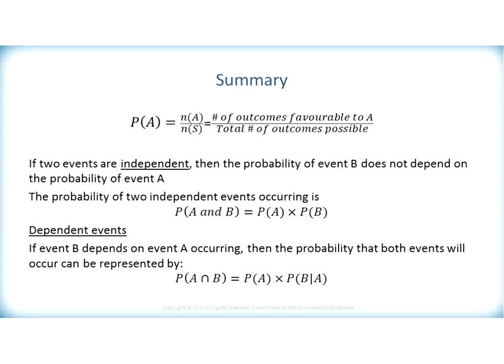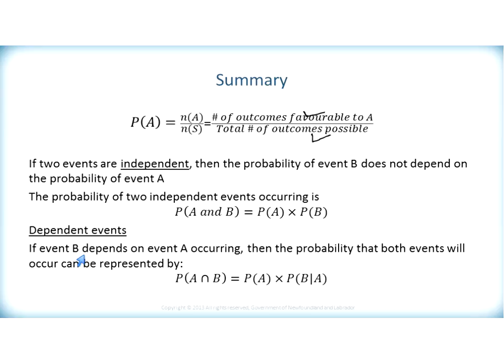In summary, we have to remember that probability is the number of outcomes favorable to A over the total number of possible outcomes. If two events are said to be independent, then the probability of event B does not depend on the probability of event A occurring. And how we could calculate A and B occurring at the same time would be probability of A times probability of B. That's for independent events.